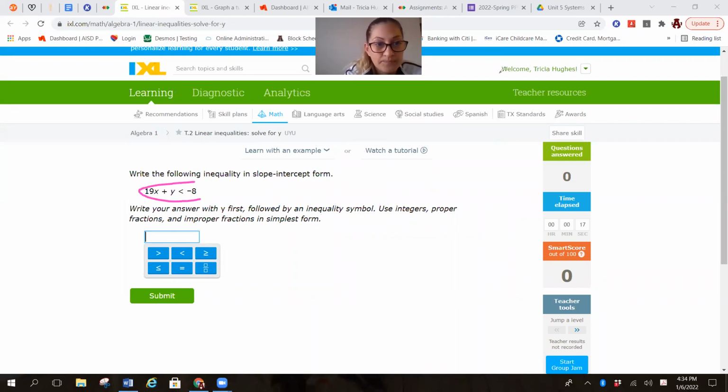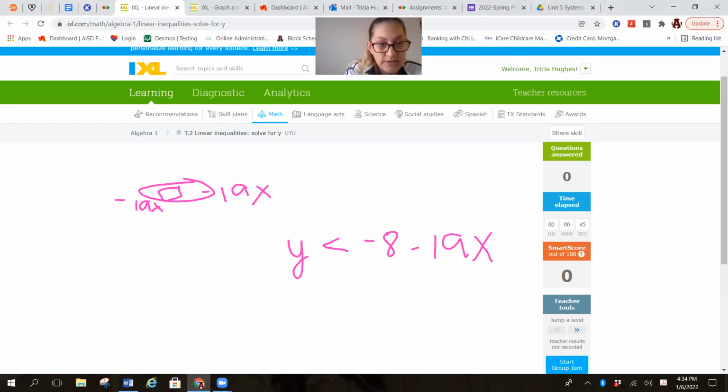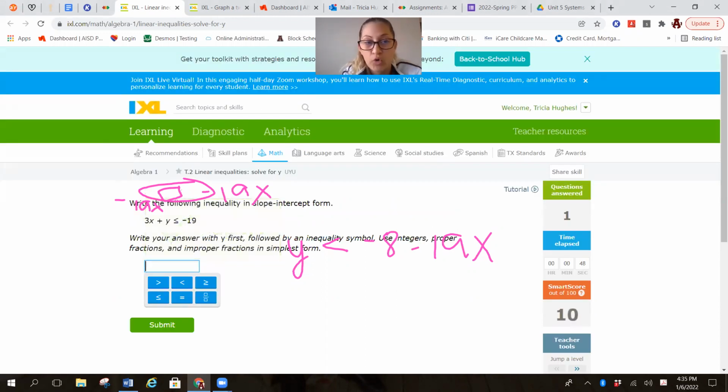On this one, I'm going to minus 19, box the y, and move the x, divide, divide, divide. Notice that there's no other number next to y, so we don't have to divide, divide, divide. Okay, so I'm going to write the y. I'm going to write a less than, and then I'll put negative 8 minus 19x. Submit, and it gives me my credit.